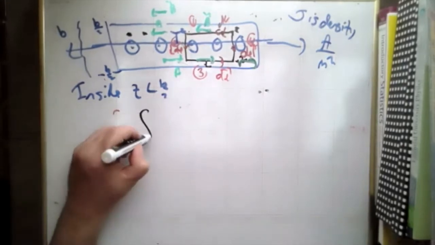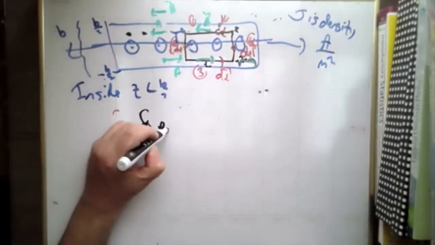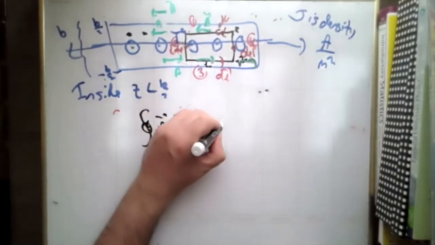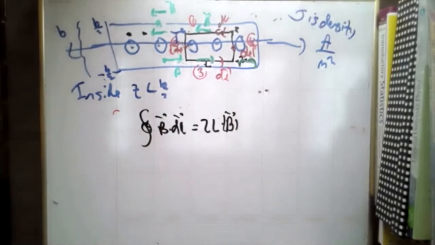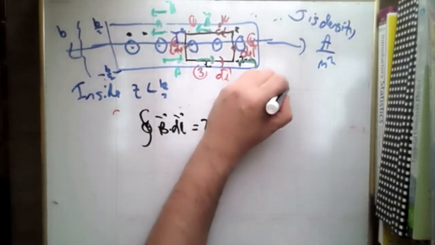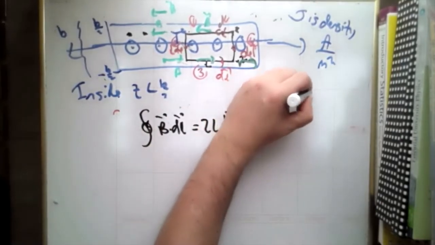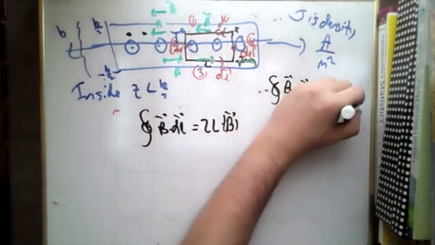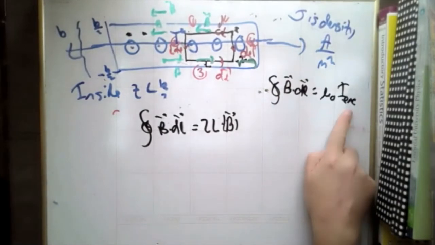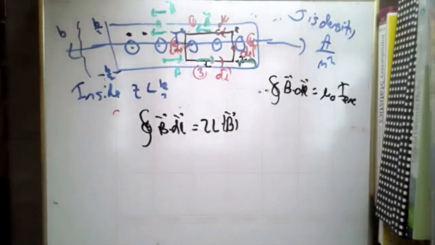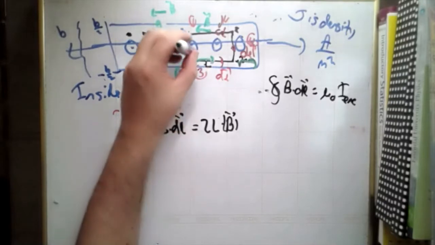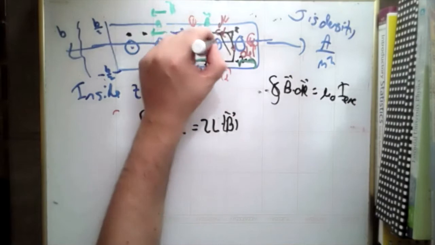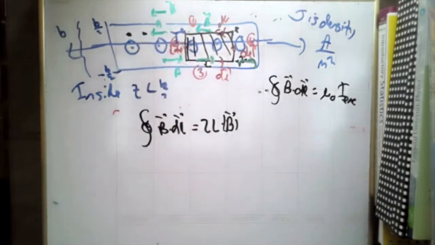So the integral all the way around of B dot dl will be 2 times the length times the magnitude of B. Now, Ampere's law says that line integral should be mu naught times I enclosed. So I have to figure out what total amount of current is flowing through the area I've carved out by making that loop.